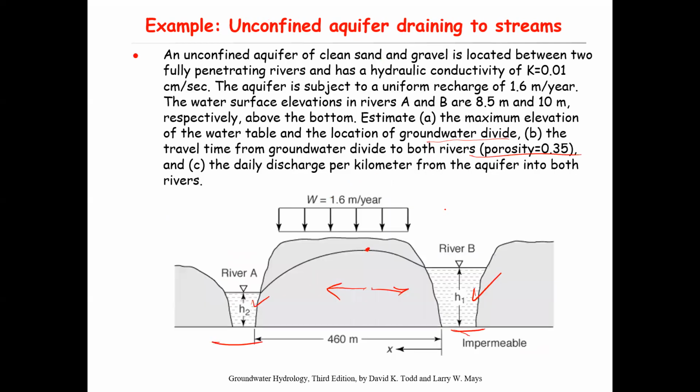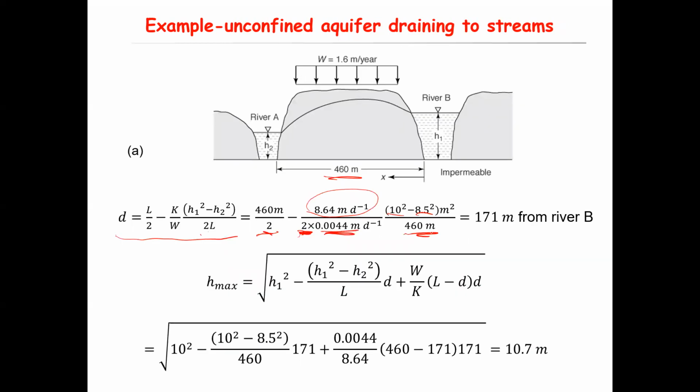H1 and H2 were given, 10 meter and 8.5 meter. So if you do the algebra here, you will get 171 meter from river B. The X will be equal to 171 meter. So that means if this is where the maximum occurs, this distance is equal to 171 meter from the origin.